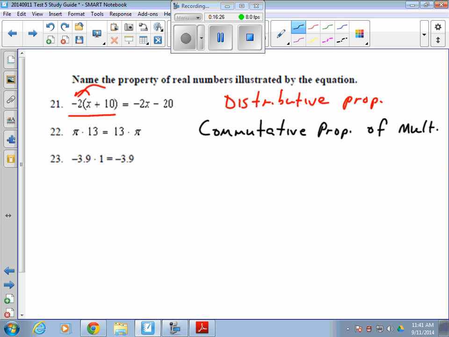Negative 3.9 times 1 equals negative 3.9. Notice what its identity was at the beginning. It was negative 3.9. It remained intact. The identity stayed the same. Therefore, that is the identity property. And again, this is multiplication, so it is of multiplication.